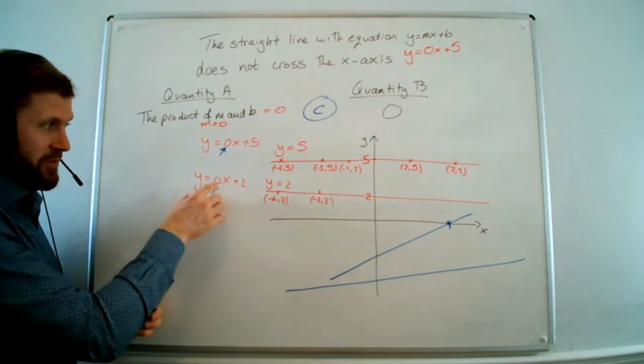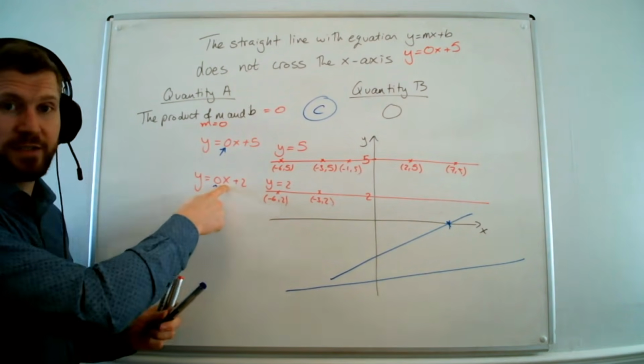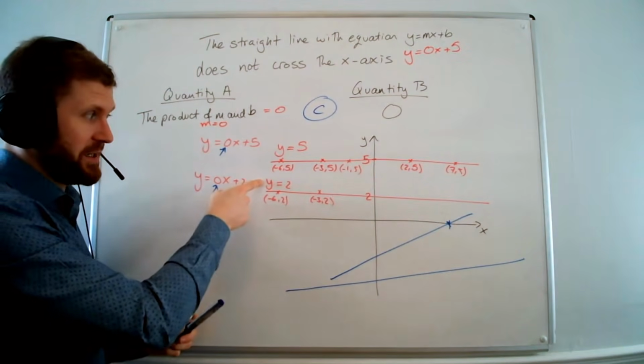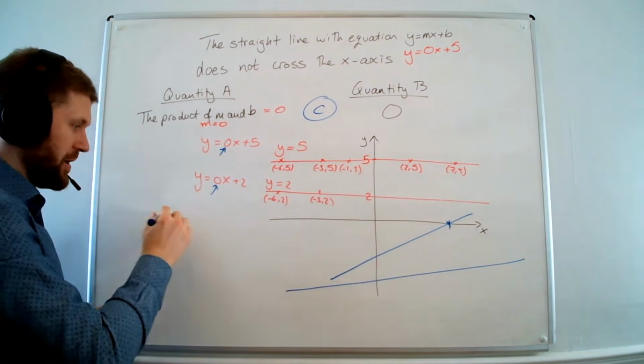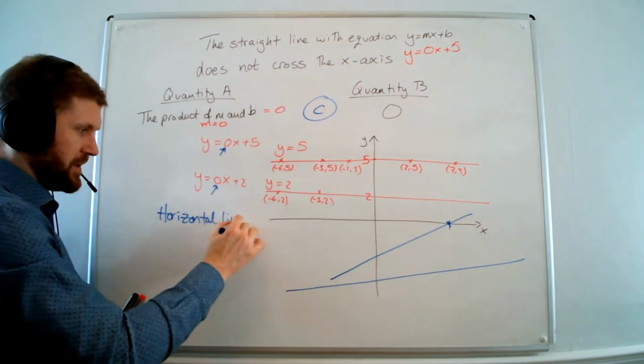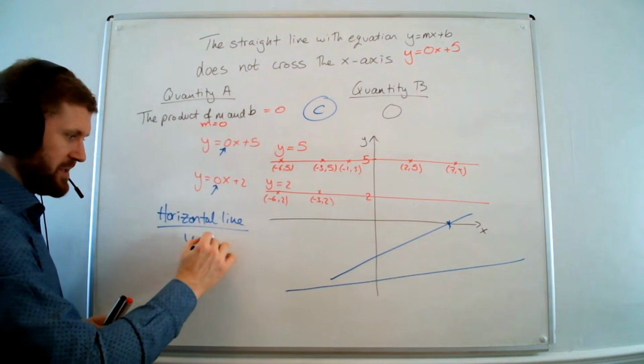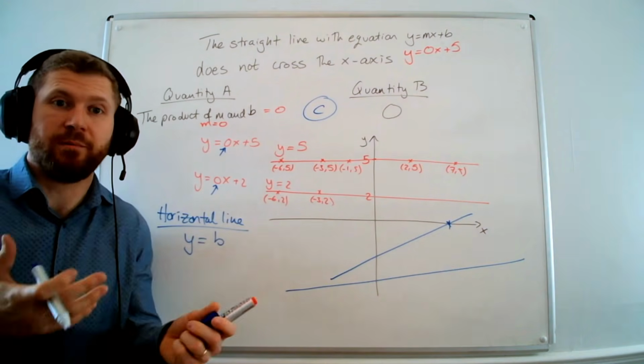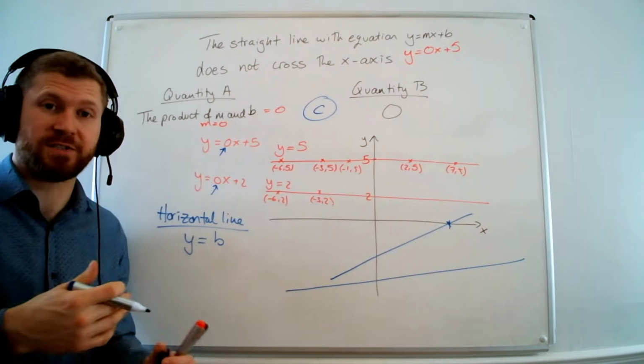Now, when you're writing out in full, you don't need to write that 0x bit. The equation of a horizontal line is just y = 2 or y = 5, or really for a horizontal line, the equation is going to be y = some number, and that's going to be the y-intercept as well.